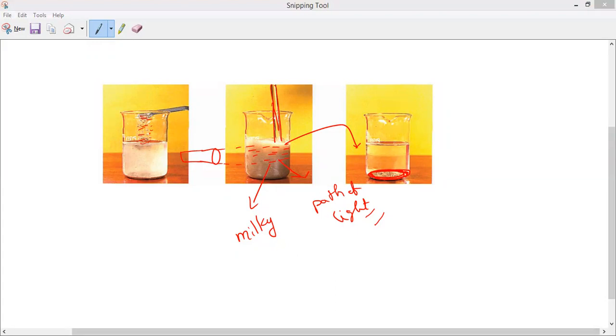If a beam of light is passed through a chalk and water suspension, it scatters the beam of light and renders its path visible inside it.